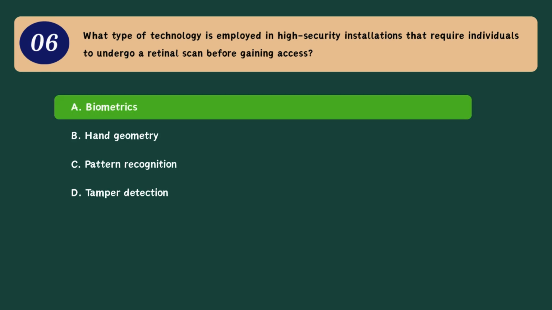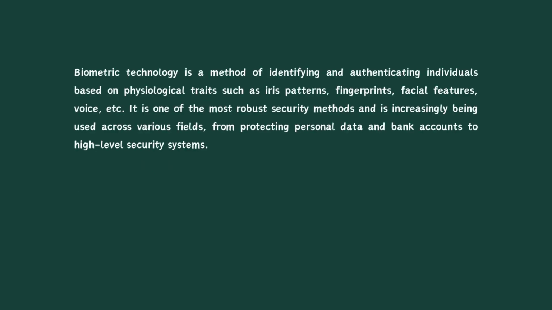Correct answer. A. Biometrics. Biometric technology is a method of identifying and authenticating individuals based on physiological traits such as iris patterns, fingerprints, facial features, voice, etc. It is one of the most robust security methods and is increasingly being used across various fields, from protecting personal data and bank accounts to high-level security systems.